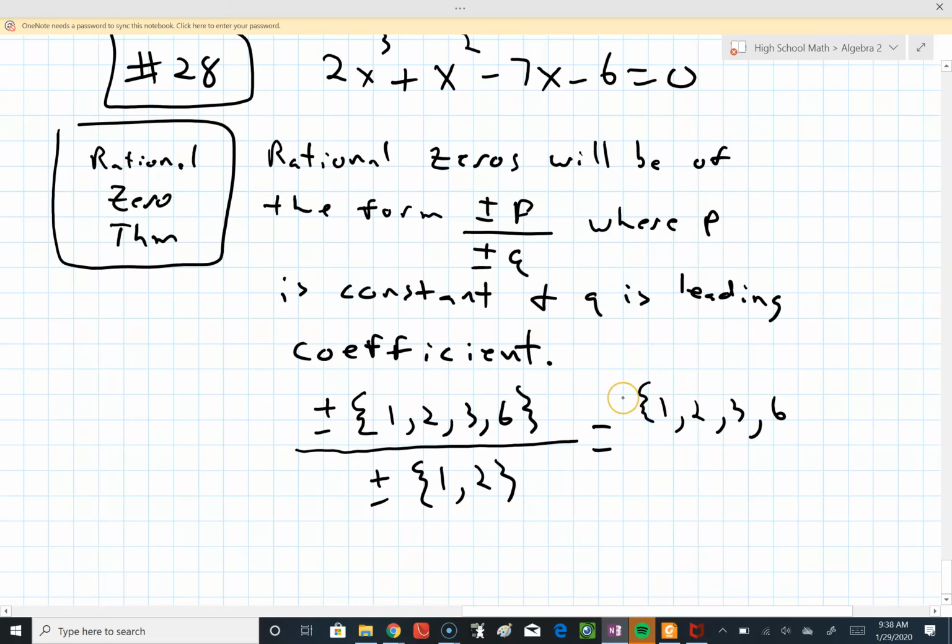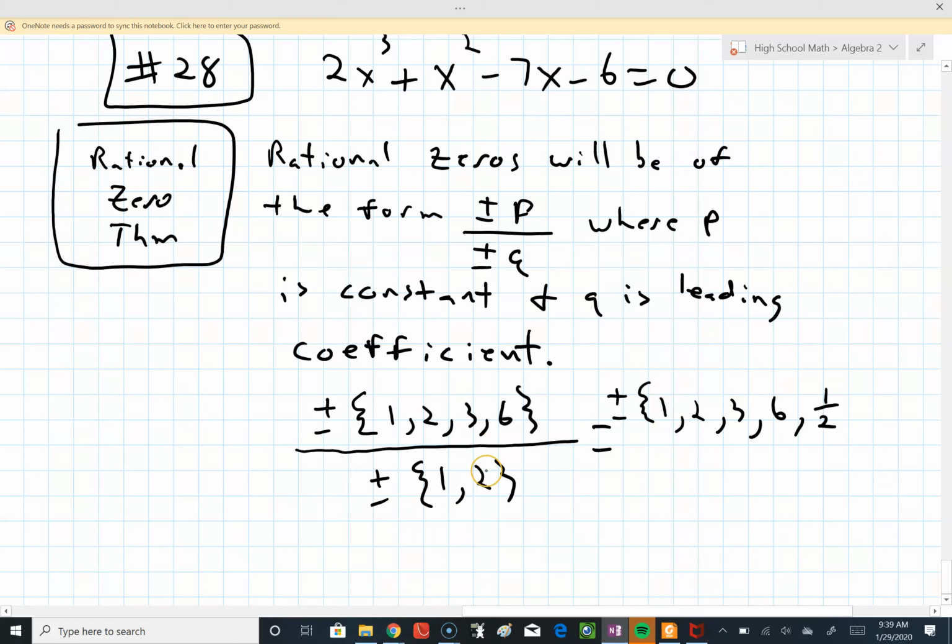Again, plus and minus. So we already got 8. Positive 1, negative 1. Positive 2, negative 2. Positive 3, negative 3. Positive 6, negative 6. Now, you're going to take all those jokers and divide by 2. What's 1 divided by 2? Good. I'm going to write it as 1/2. What is 2 divided by 2? Well, we already have that.